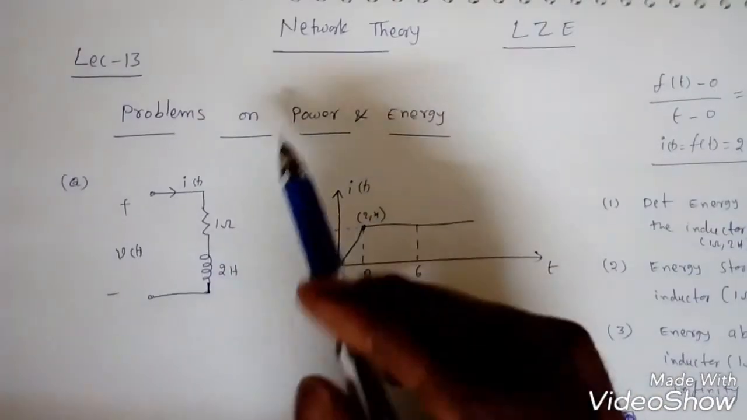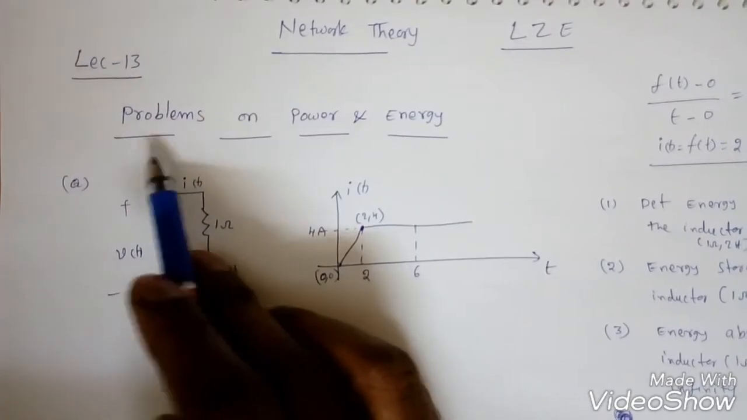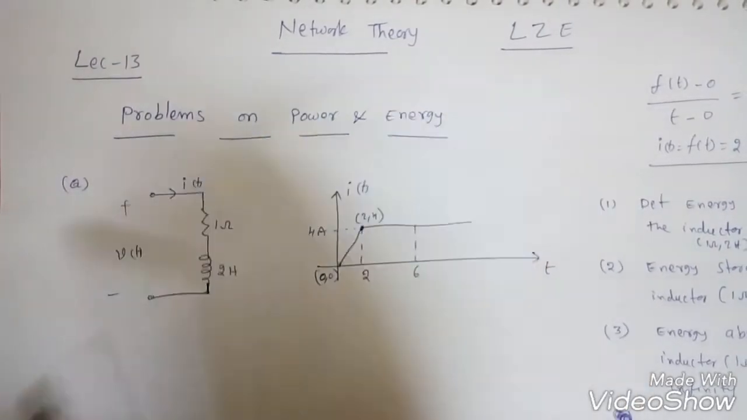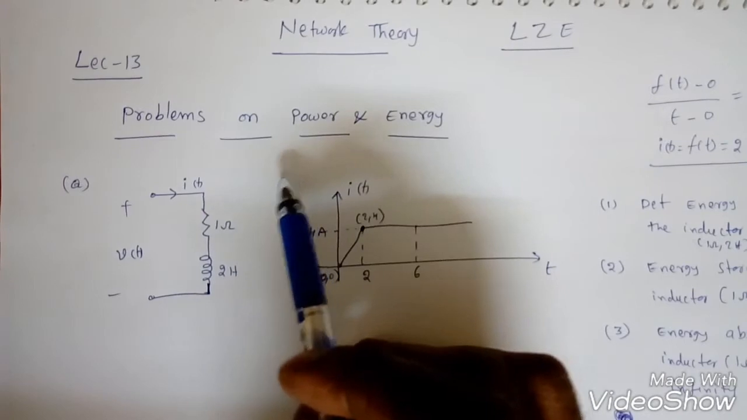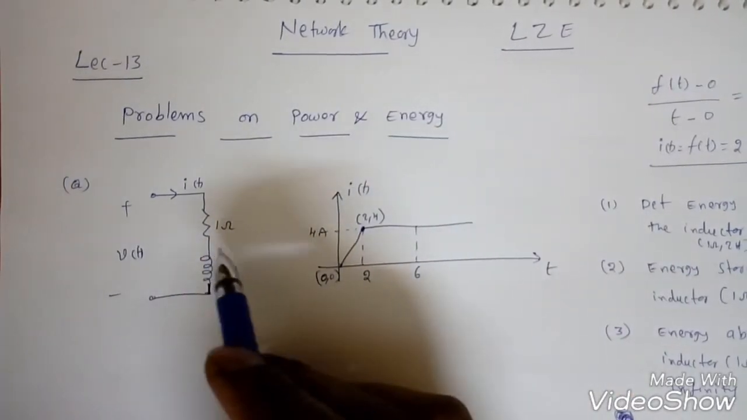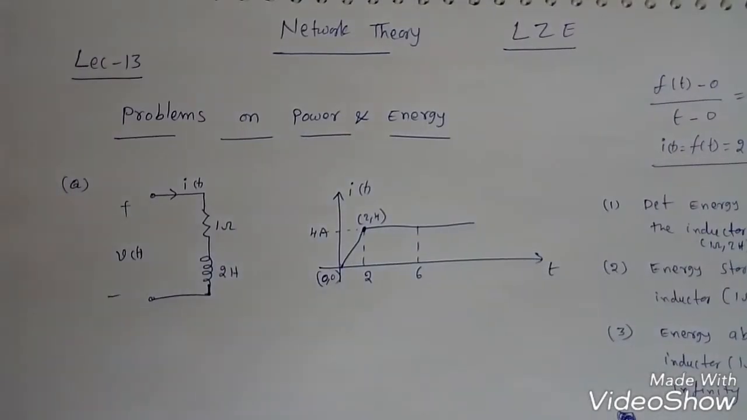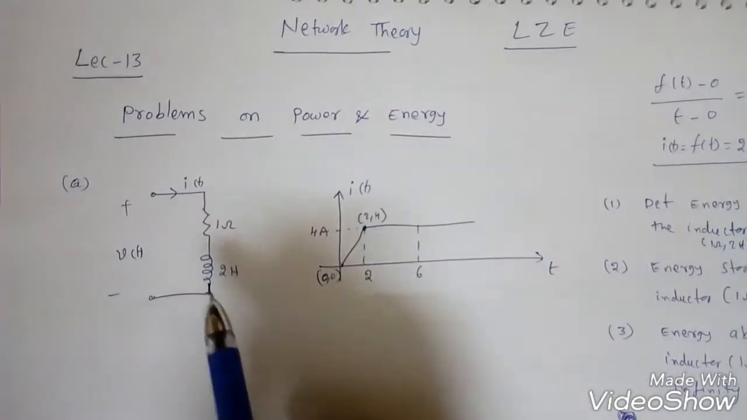This is lecture 13 in network theory. In this lecture we are going to do problems on power and energy. We have discussed this concept in the previous lectures: across the inductor, across the resistor, what is the power, and how to find the energy. Now, this is the question given.